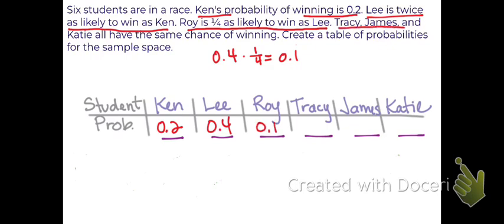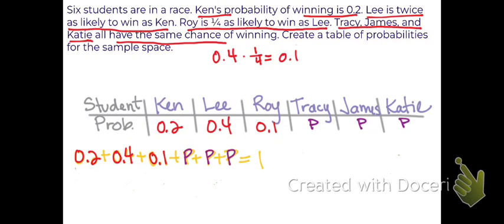Then it says Tracy, James, and Katie all have the same chance of winning. So whatever goes here, here, and here is going to be the same number, but we don't know what it is. Remember, all of these probabilities, since we're dealing with decimals, are going to add up to 1. So we can just put a variable in there for now. Let's use P. And now we can use the fact that we know that all of these add up to 1 to create an equation. And now we can solve this equation for P and know then Tracy, James, and Katie's probabilities of winning.